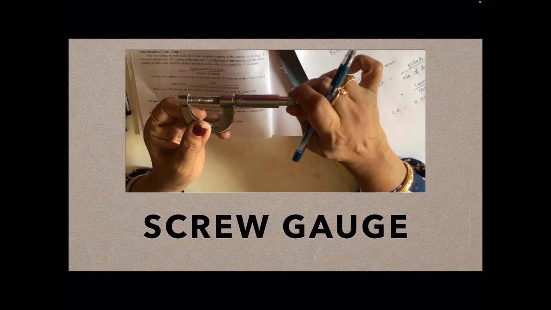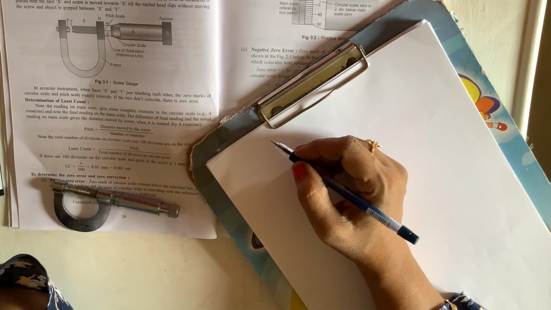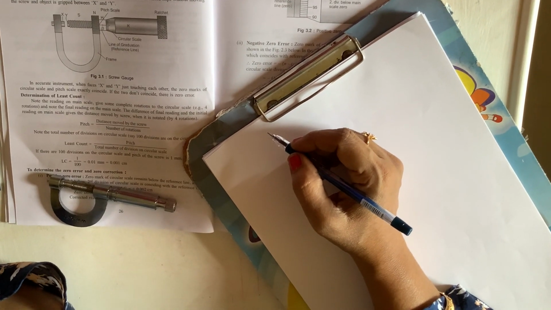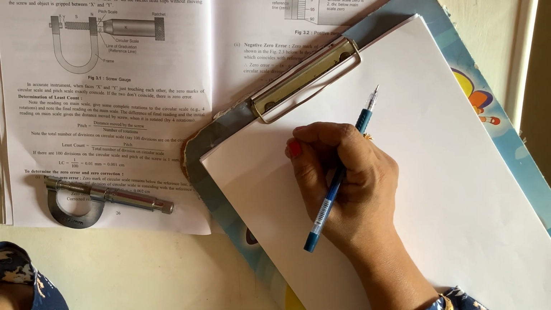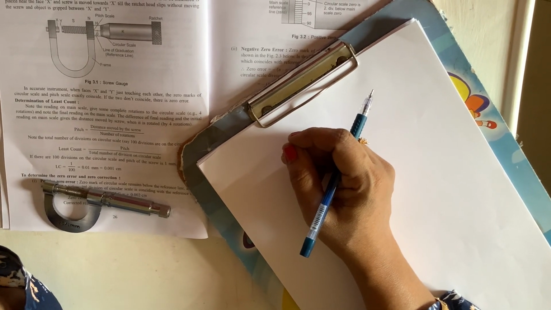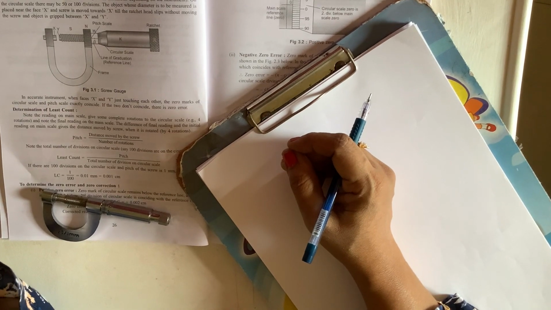Hello everyone. Today let us discuss the screw gauge, and we will learn how to measure very small diameters with the help of a screw gauge. Okay children, today let us discuss the screw gauge and how to measure the very small diameters or radius of any wire or a ball pen refill with the help of a screw gauge.